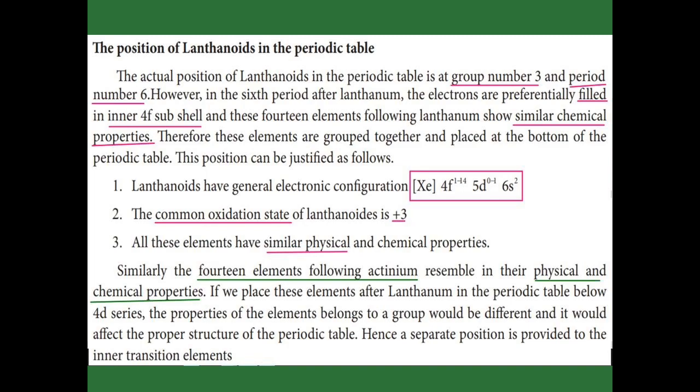In the actinoids also, there are 14 elements. They are filled in the 5f orbitals. They also have the same physical and chemical properties, so they are placed at the bottom of the periodic table. They are placed in group number 3 and period number 7. After actinium, 14 elements are placed. Hence a separate position is provided for the inner transition elements in the periodic table.